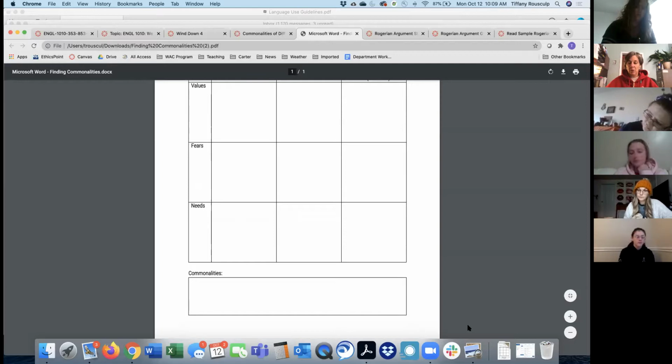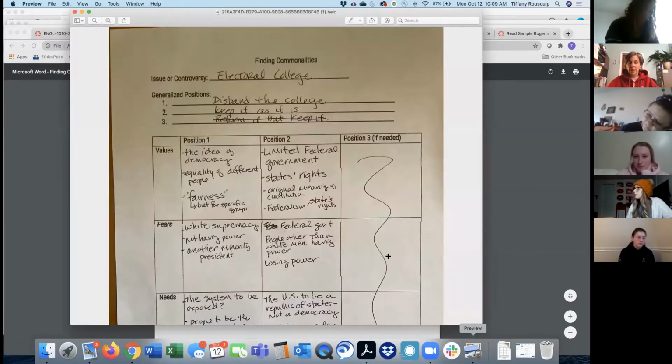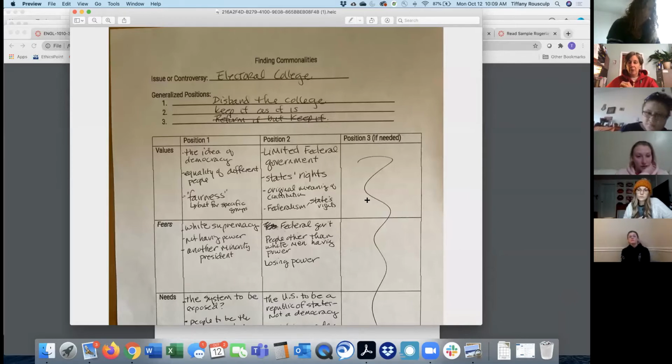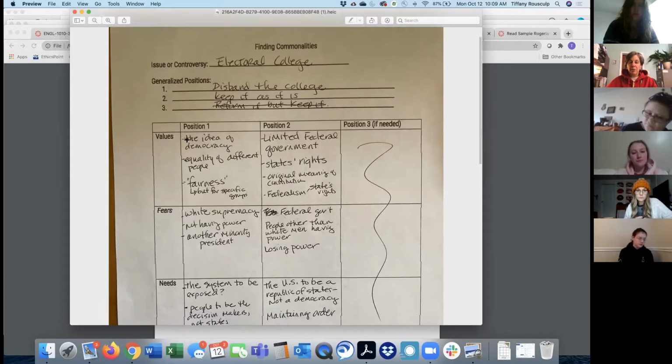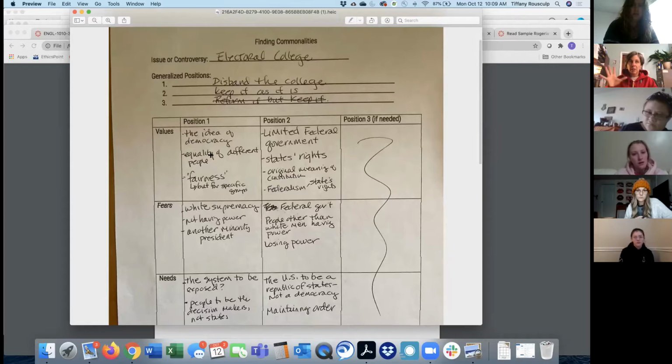So let me show you my example. Okay, so let me know if you cannot see this. I'm going to assume silence means that you can see this. So this is mine for the Electoral College. And my generalized positions are to disband the college and essentially go to a popular vote, or to keep it as it is. Now, the values that I came up with, looking at the different sources that I had and after I'd learned, so the values of disbanding the college are right here.